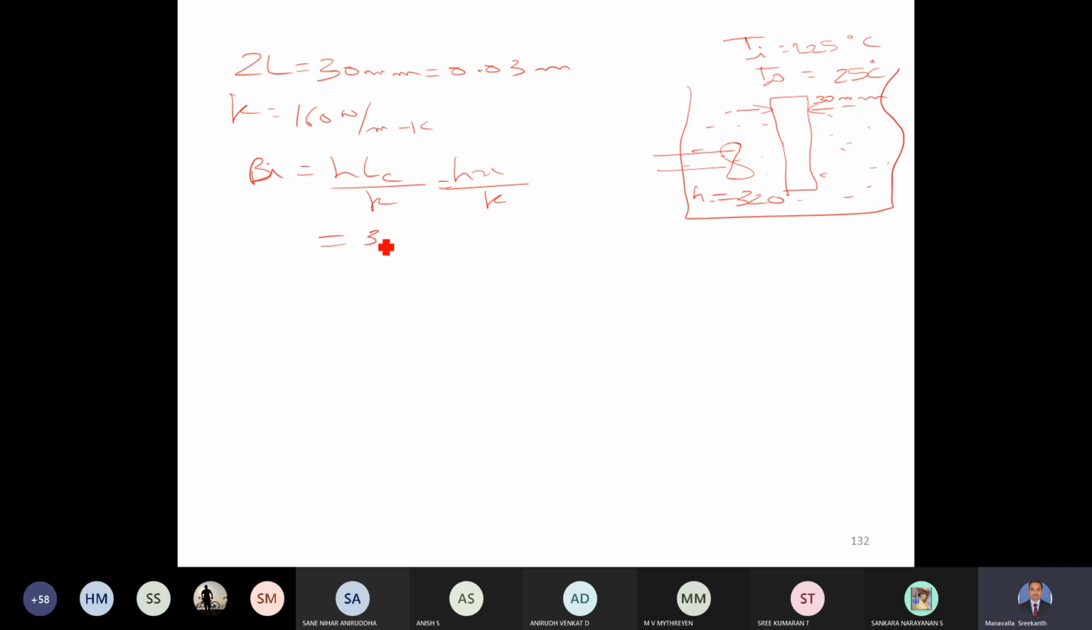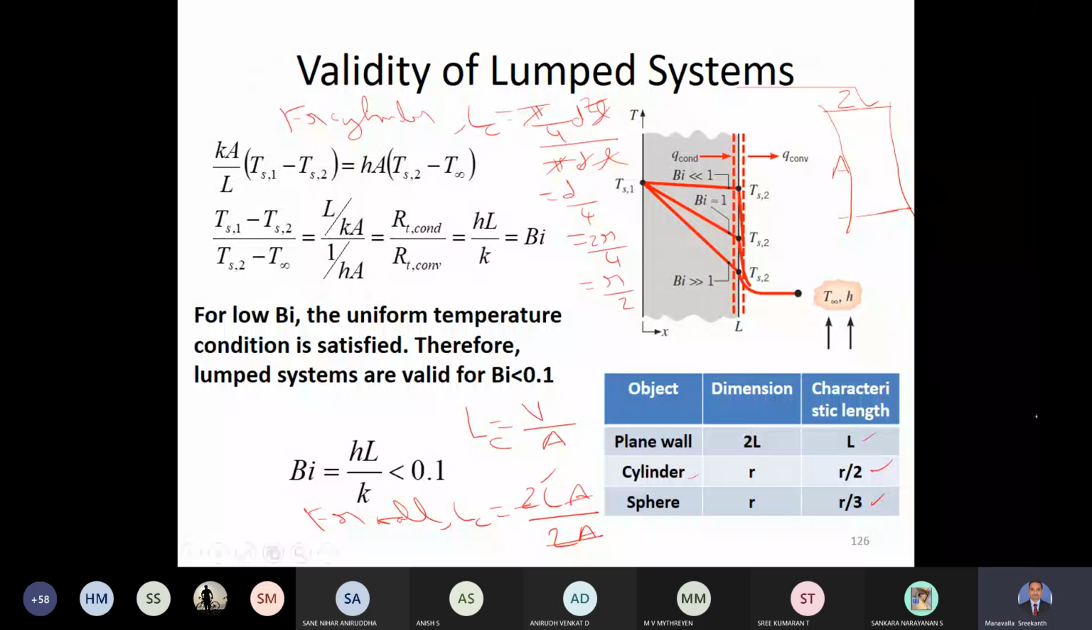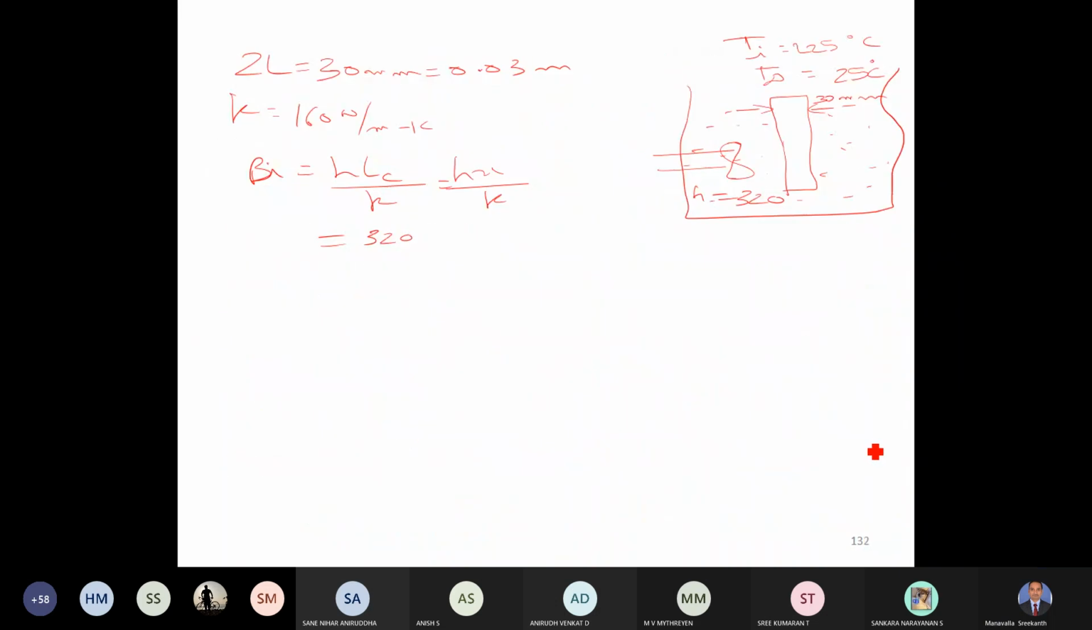So H is 320. L is, see, I have shown this table here. You can calculate. If the dimension is 2L, the characteristic length is L. So 2L is 0.03, so half of that. So this is 0.03 by 2, divided by K, which is 160. So if you calculate that, this is 0.03, and this is turning out to be less than 0.1.